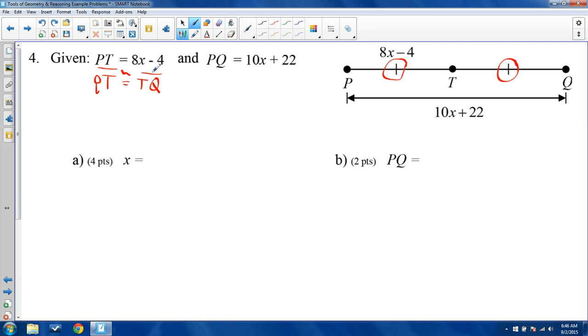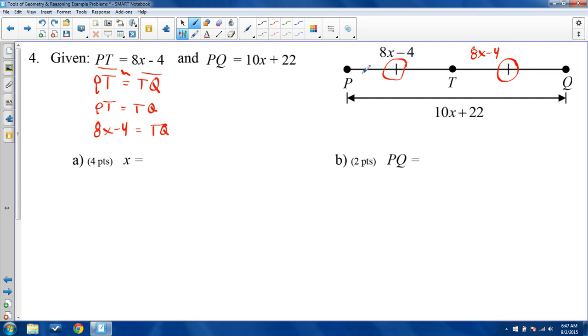So if that's the case, now look, this is kind of like a two-column proof thing here. If you want me to write it like this, if PT is congruent to TQ, then the measure of PT, the length, is equal to the length of TQ. And by substitution, 8x minus 4 is equal to the length of TQ as well. I can substitute 8x minus 4 in for TQ. If PT is 8x minus 4, then TQ is 8x minus 4.